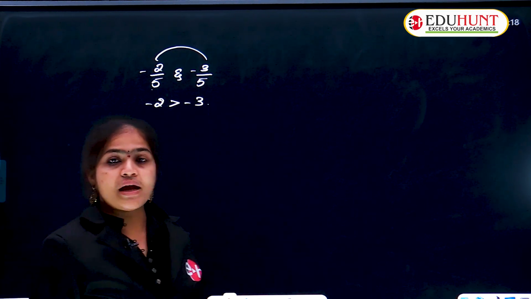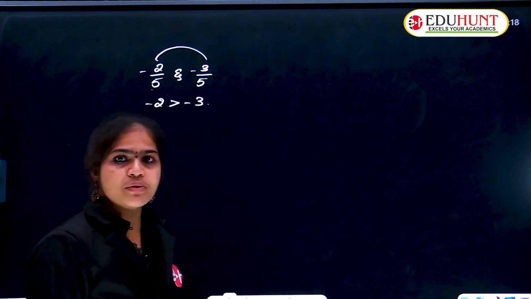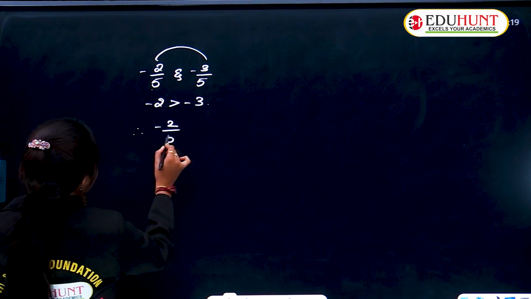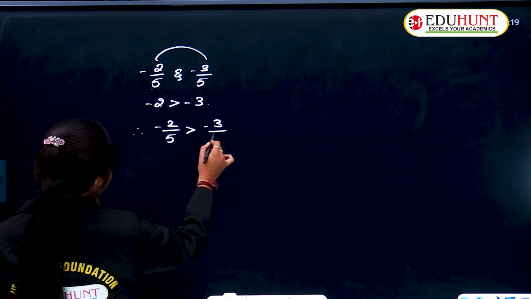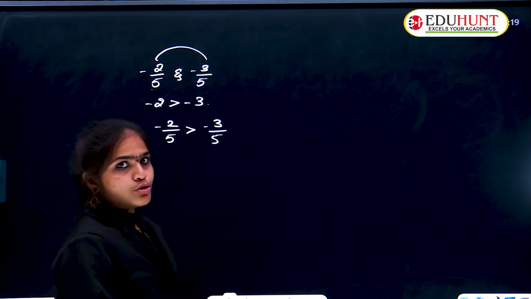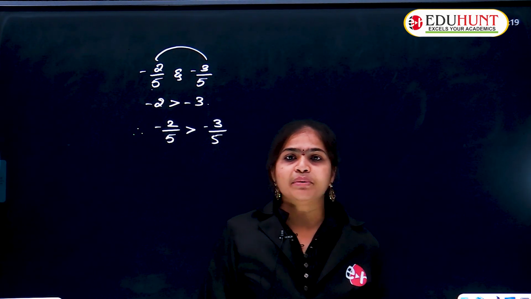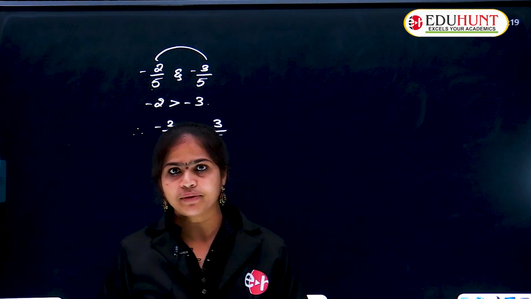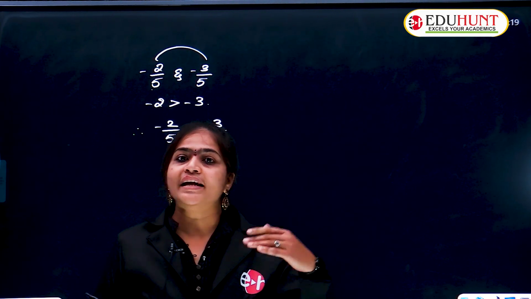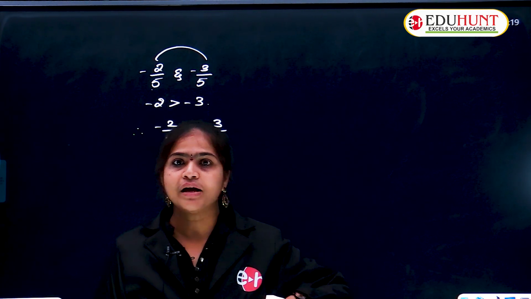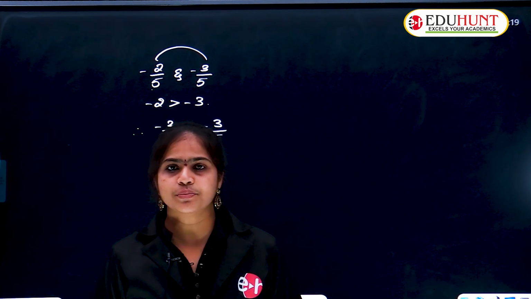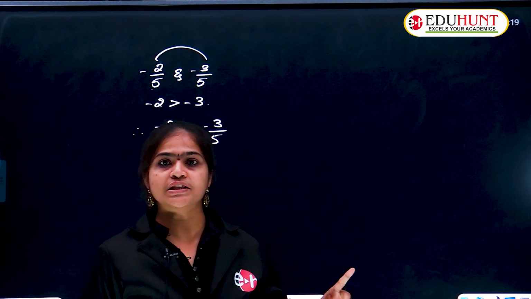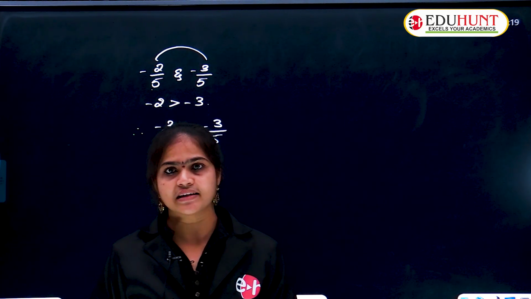Yes or no? Why? Because those two are negative numbers, no? That's why minus 2 is greater than minus 3. Therefore, minus 2 by 5 is greater than minus 3 by 5. If those two are positive, then 2 by 5 is less than 3 by 5. Those two are negative, minus 2 by 5 is greater than minus 3 by 5. Understood? This is the comparison when those two fractions are having same denominators.